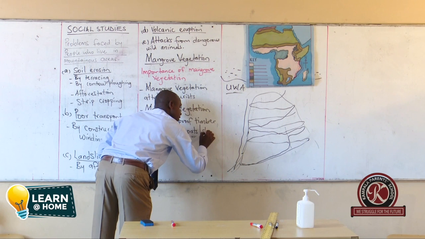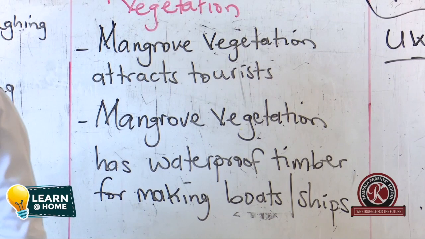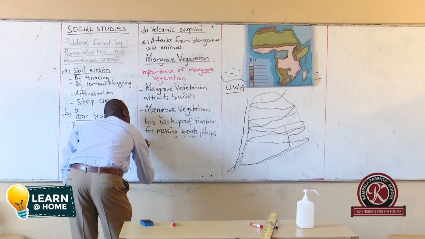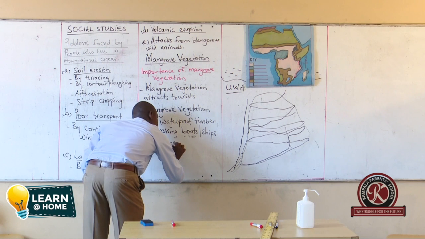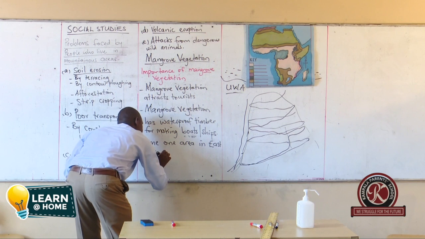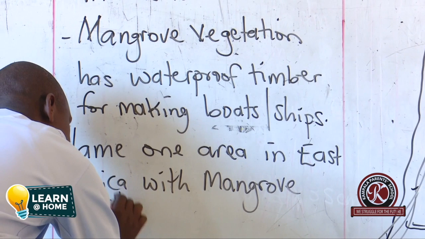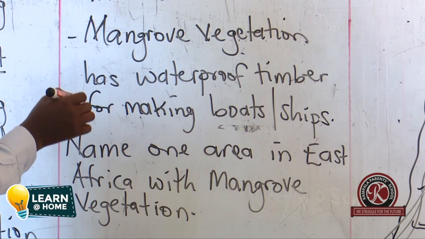So I've looked at the importance of mangrove. Shall talk about the location so that they can ask you a question. Name one area in East Africa where we have mangrove vegetation. Let me have it in a question form. Name one area in East Africa with mangrove vegetation. And I know most of you now know it.